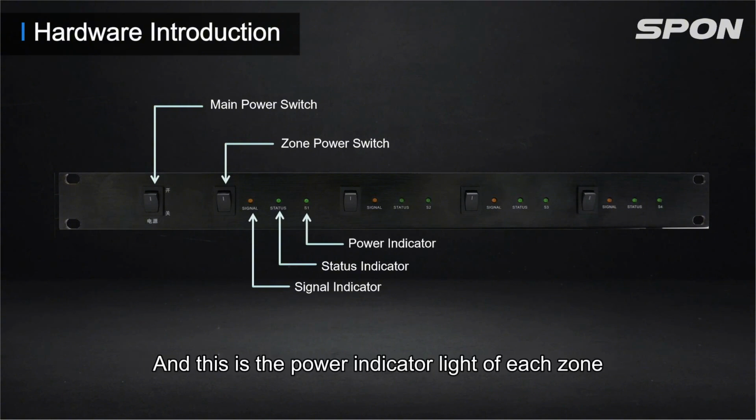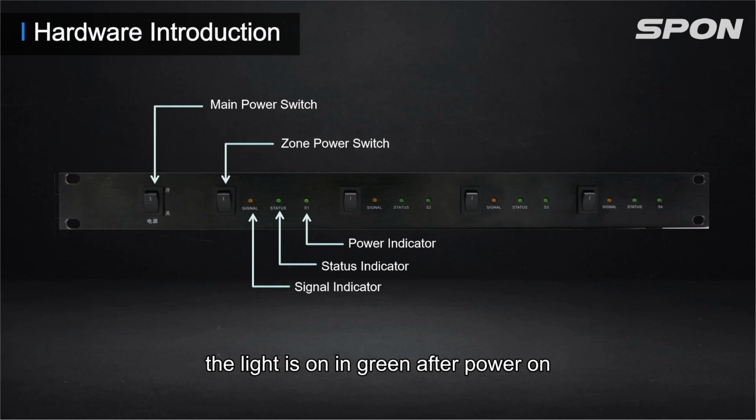And this is the power indicator light of each zone. The light is on in green after power on. When the power is off, the light is off as well.